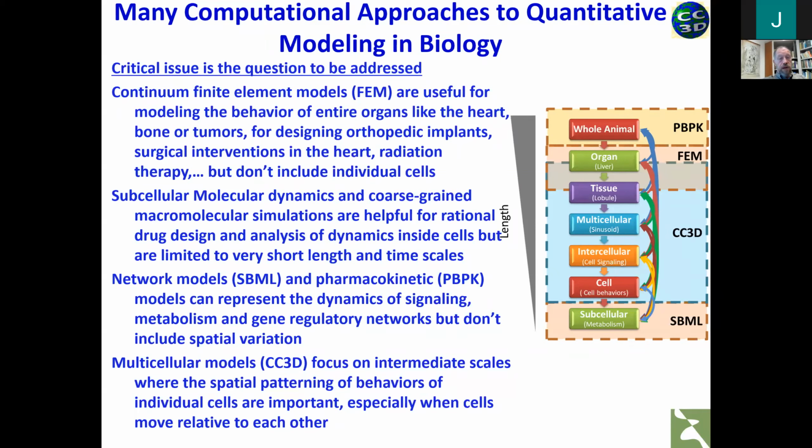So the heart contracts a lot, but the cardiomyocytes don't move relative to each other when the heart contracts. And so heart modeling typically doesn't involve single cell modeling.